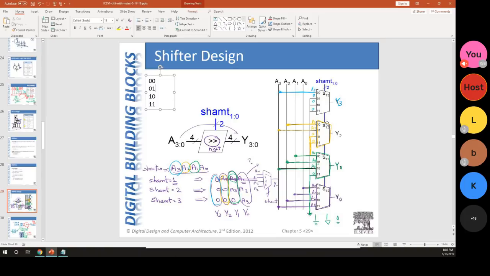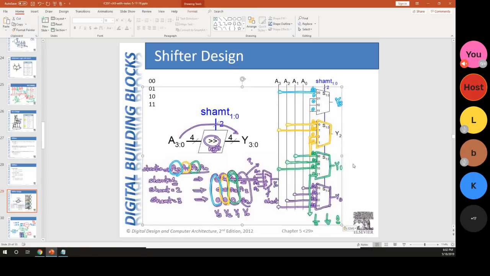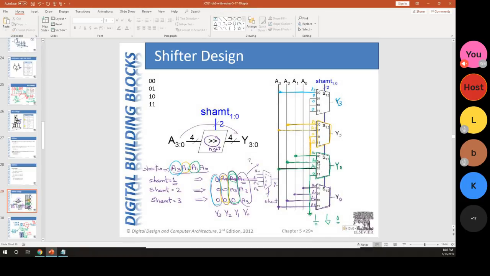If you shift by 2, the most significant bit is 0 as defined up here. The second most significant bit is also going to be 0, because this is 1, 0. And the third most significant bit, because we only shifted by 2, is going to end up being A3, and the last one is going to be A2. And the top one was 1, 1, shift 3.